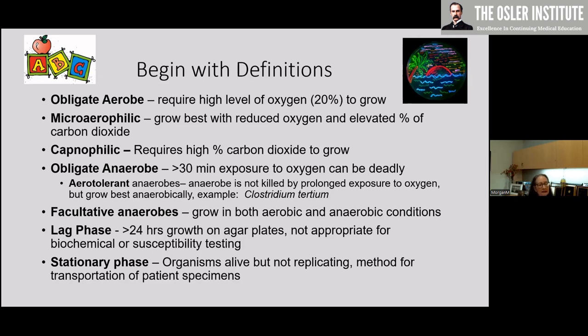If I say something is in lag phase, that means it's old. It's greater than 24 hours on agar plates. Old organisms are not good for biochemical or susceptibility testing. How about stationary phase? These are organisms that are alive, but they're not replicating. Stationary phase is ideal for transportation of patient specimens.